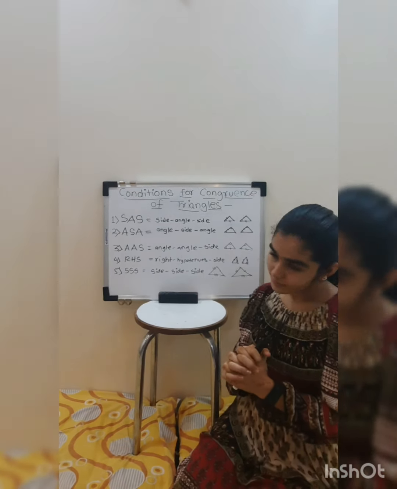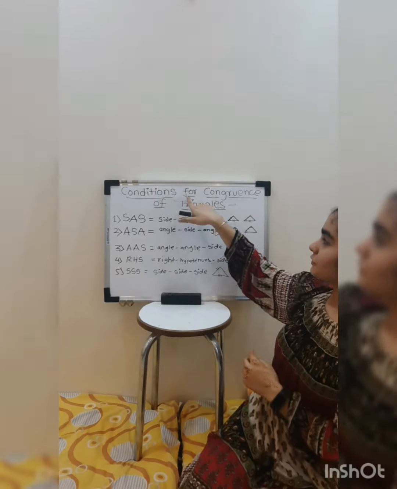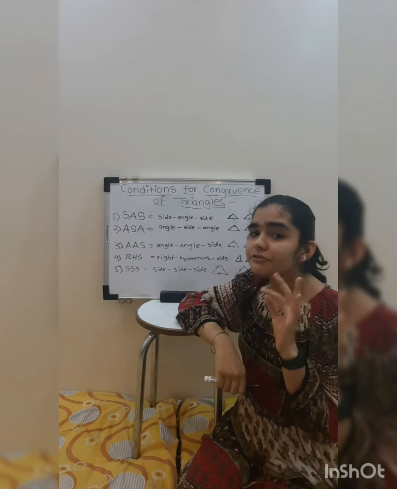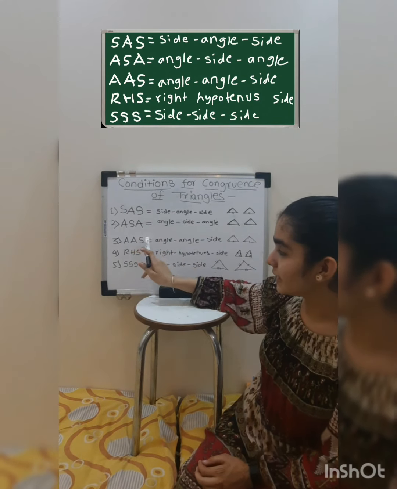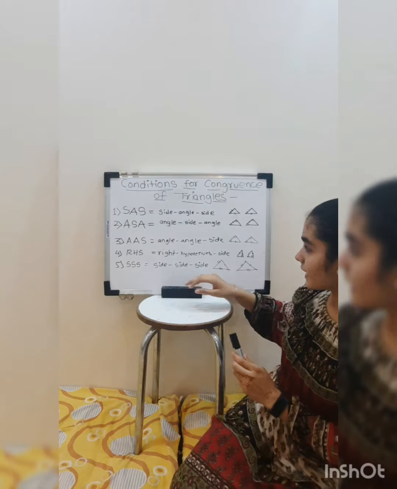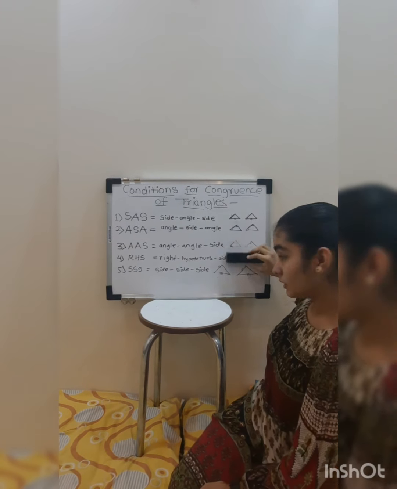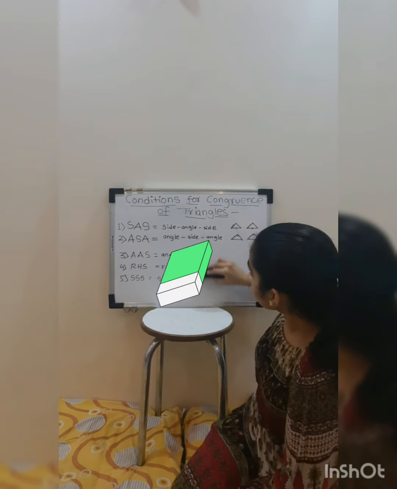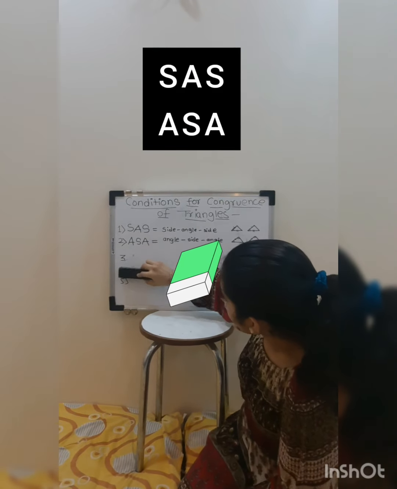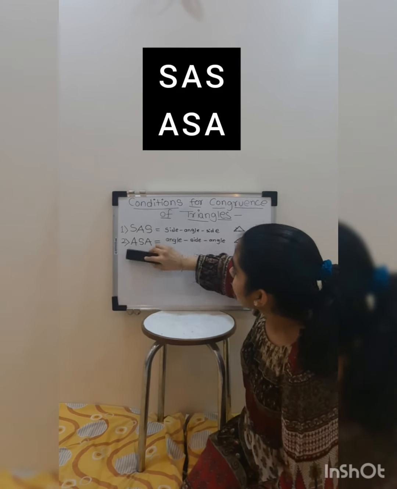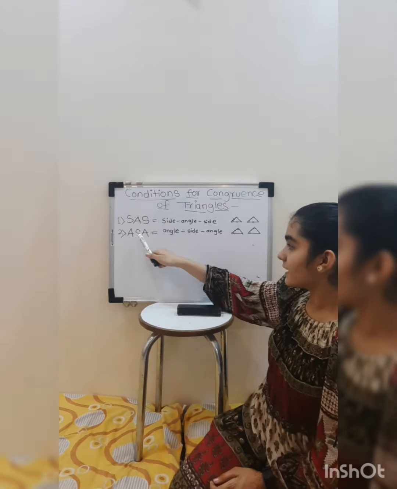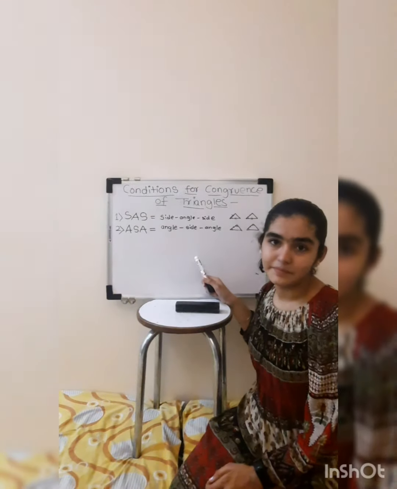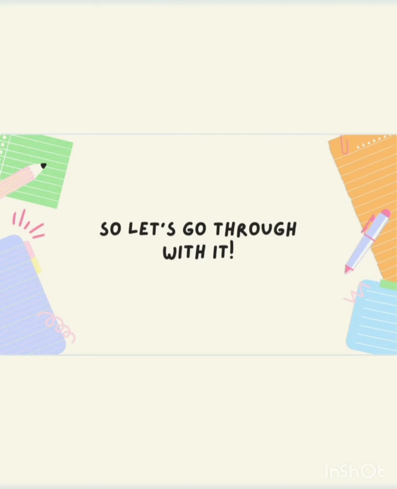Hello everyone. For this seminar, I want to explain the topic of conditions for congruence of triangles. There are 5 total conditions of congruence of triangles: SAS, ASA, AAS, RHS and SSS. In this session, I will cover only 2 conditions, SAS and ASA. SAS means side angle side and ASA means angle side angle. So let's go through it.